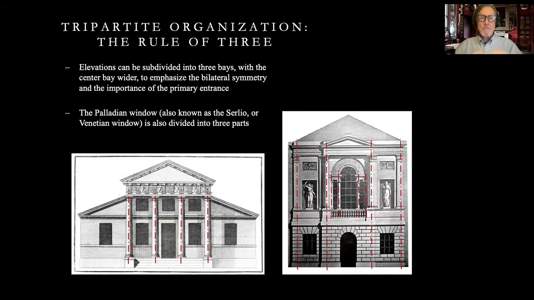In a classical composition, building facades are often subdivided into three bays, with the center bay wider, perhaps capped with a pediment, to emphasize the bilateral symmetry and the importance of the primary entrance. Another example is the Palladian window, which is this window we see on the right, which is divided into three parts.